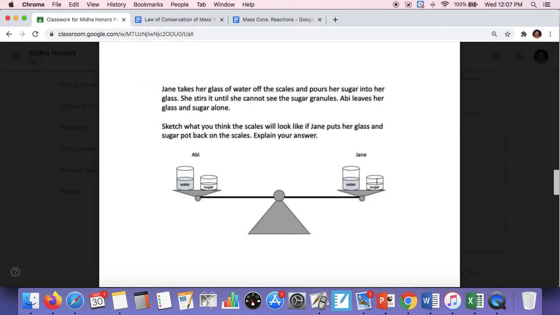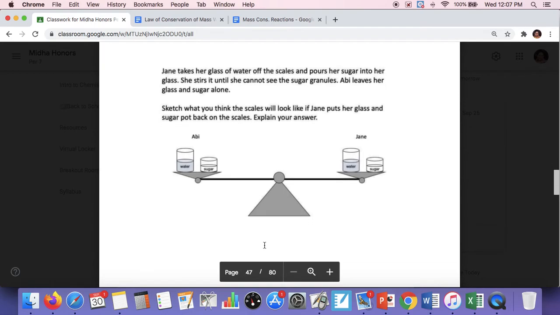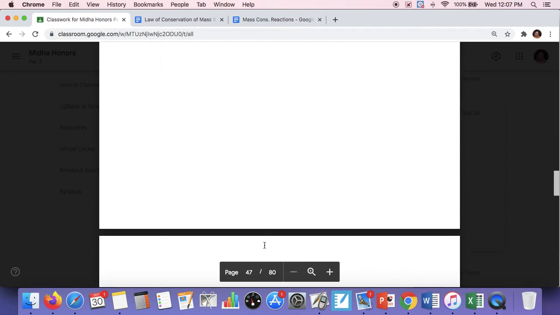Although it's an open system, where we can let the gases escape, this particular dissolving does not release any gases, so the mass will be the same as before, as Abby's. Jane and Abby will have the same mass reading. This is the law of mass conservation.